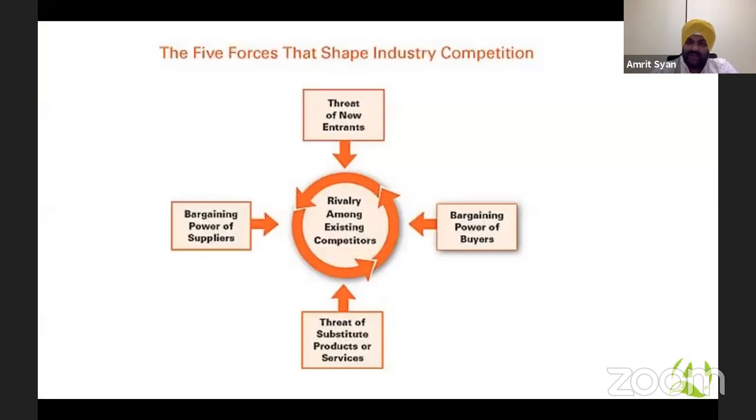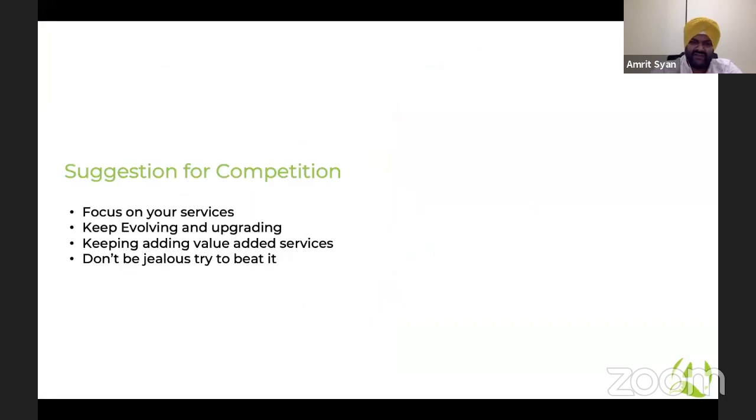And rivalry among existing competitors. This is one of the basic things everybody knows. There is a rivalry between existing competitors. How to shape up, how to come out of this dilemma, how to keep up with this? Let me give you some interesting suggestions on this.